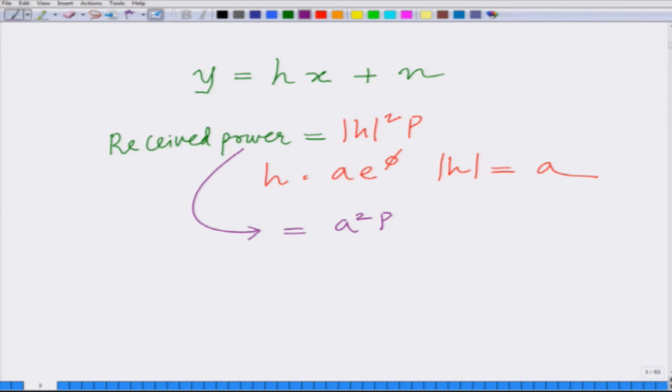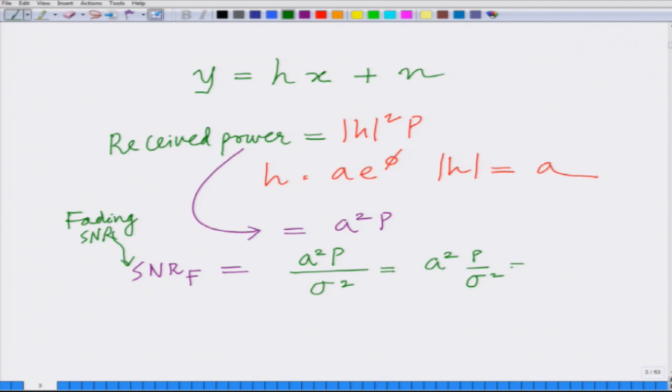And therefore, the received SNR or the fading SNR, which I am going to denote by SNRF, is basically the received power A square P divided by the noise power sigma square. But P divided by sigma square is our definition of SNR. So this is A square times SNR. Because of the fading nature of the wireless communication channel, the fading SNR, SNRF, is A square times the SNR, which is P, the transmit power, divided by the noise power sigma square, where A is the magnitude of the fading channel coefficient H.